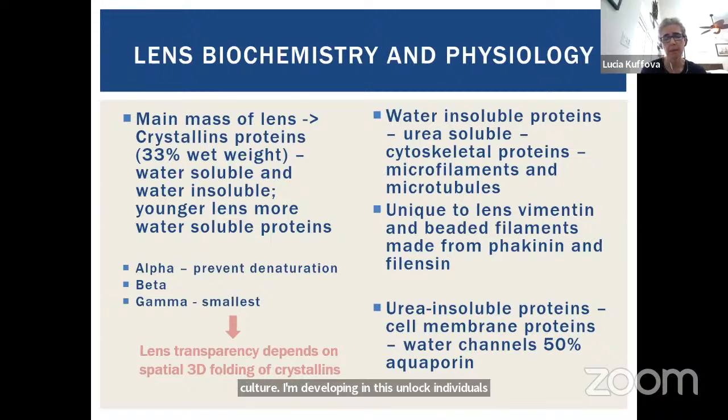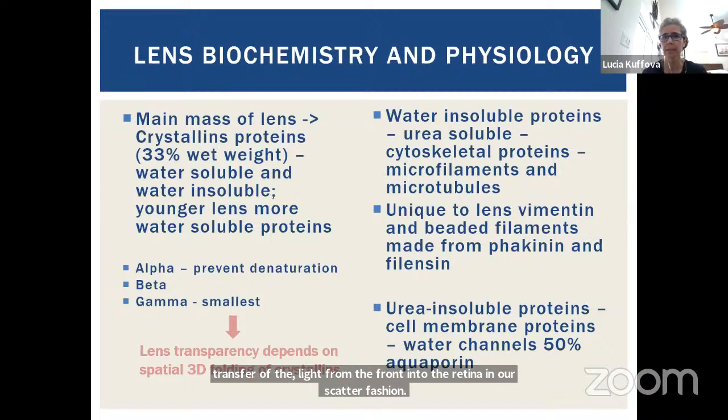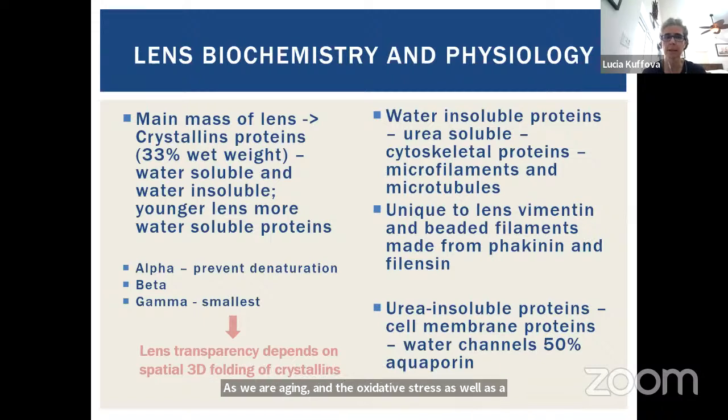Now, the lens proteins, and particularly their 3D structures, allow us to see and allow the transfer of light from the front into the retina in an unscattered fashion. As we are aging, the oxidative stress as well as byproducts of the metabolism are changing the structure of the crystallins, and these later on are less effective at blocking out the own refraction of the light from the proteins themselves, and that light scattering is causing a functional decrease of the visual acuity later on in life.